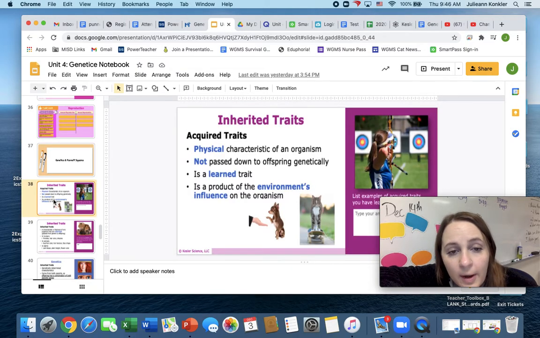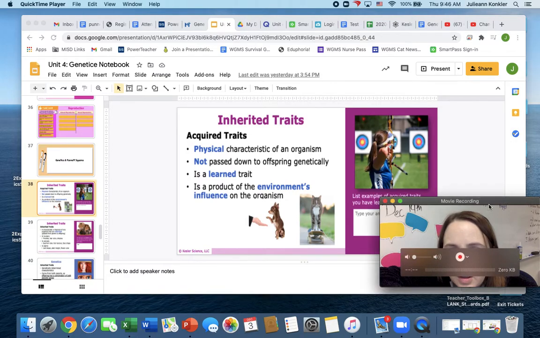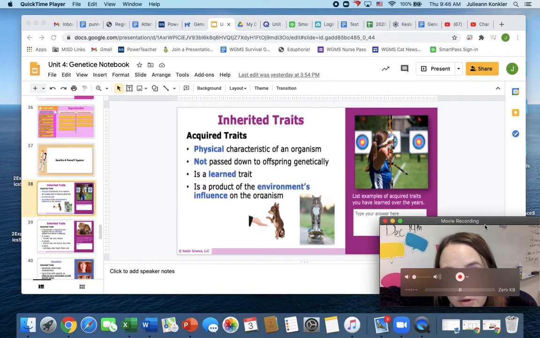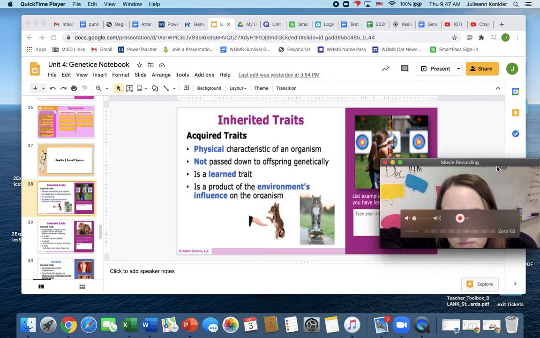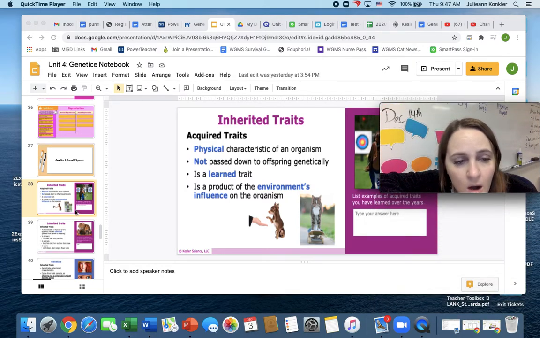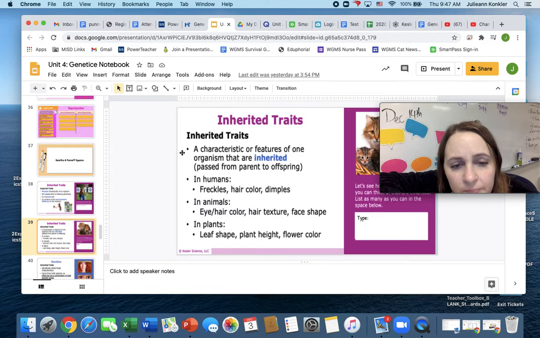So we're talking about acquired traits. And then it says, list the examples of acquired traits you have learned over the years. So list a couple there. All right, and then we have more acquired traits: physical, not passed down, is a learned trait. So then we're talking about learned traits. List some examples of acquired traits. Okay, so we have now our inherited traits.